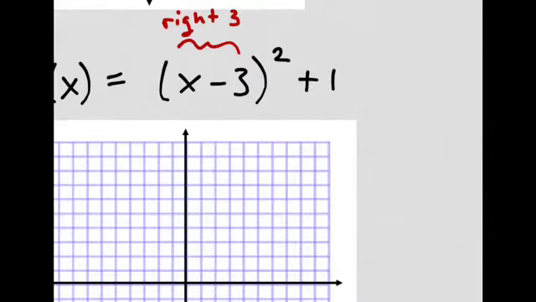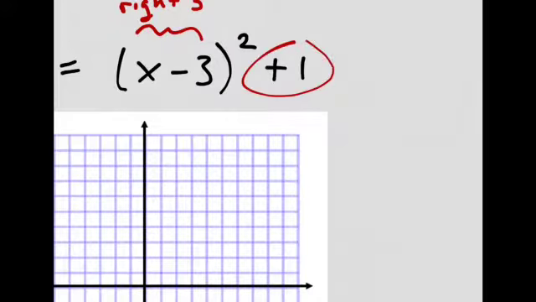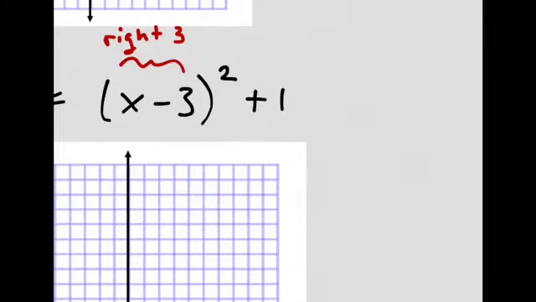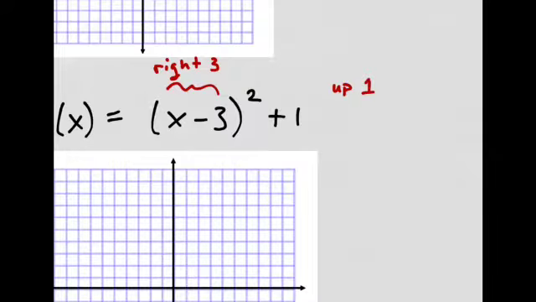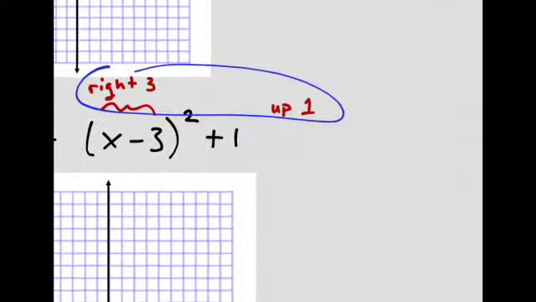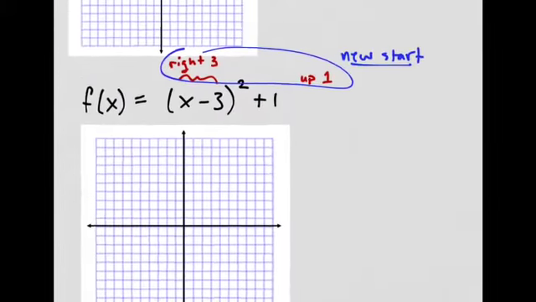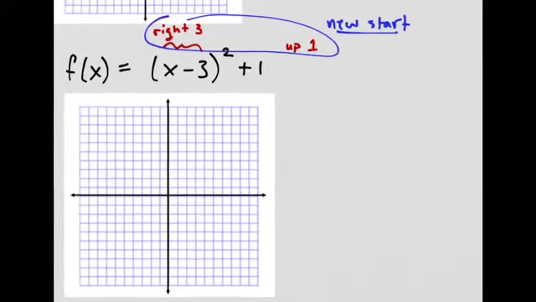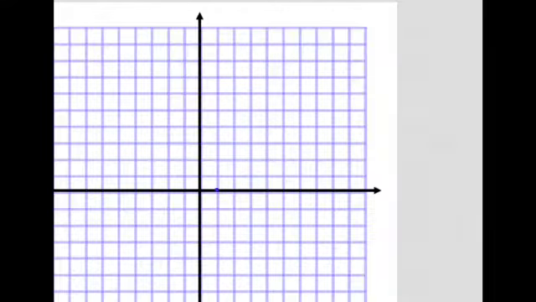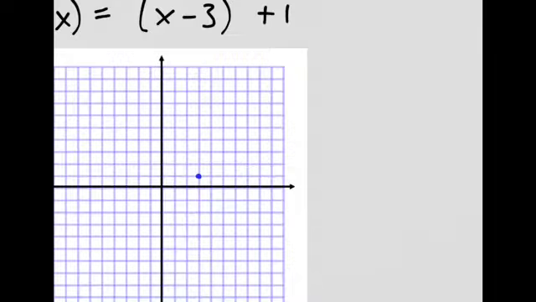And on the inside of your function, if it's like x plus 3, that would mean move to the left 3. So it's a left and right movement. And then outside your function is up and down. So this actually means move up 1. And that is your new starting place. So actually, all of this is your new starting place. So let's go ahead and plot that new starting place. Right 3, 1, 2, 3, up 1. There it is. That's my new vertex.